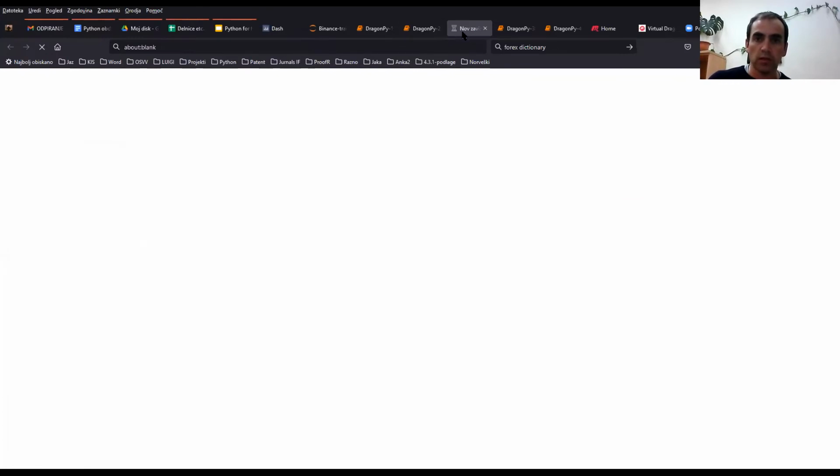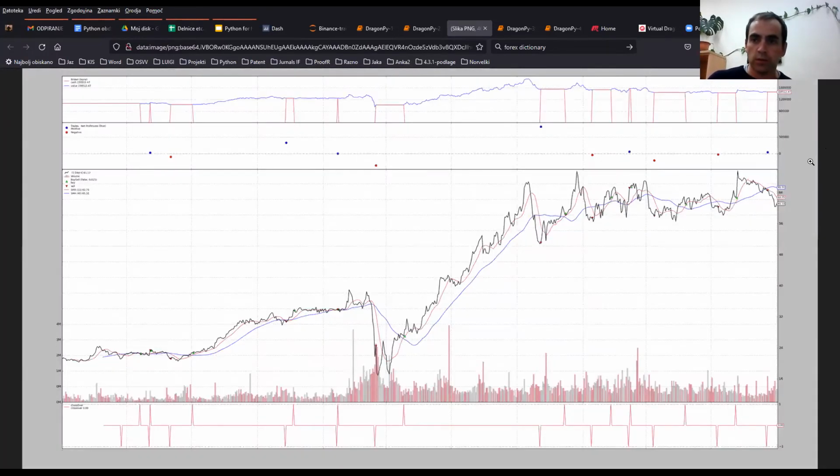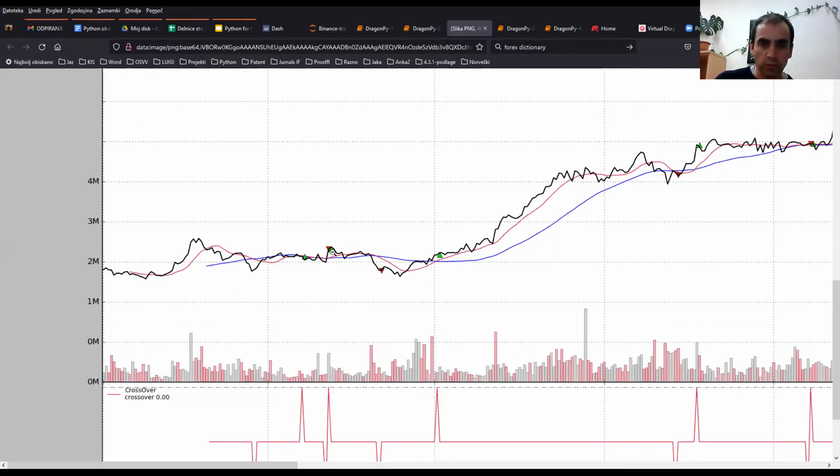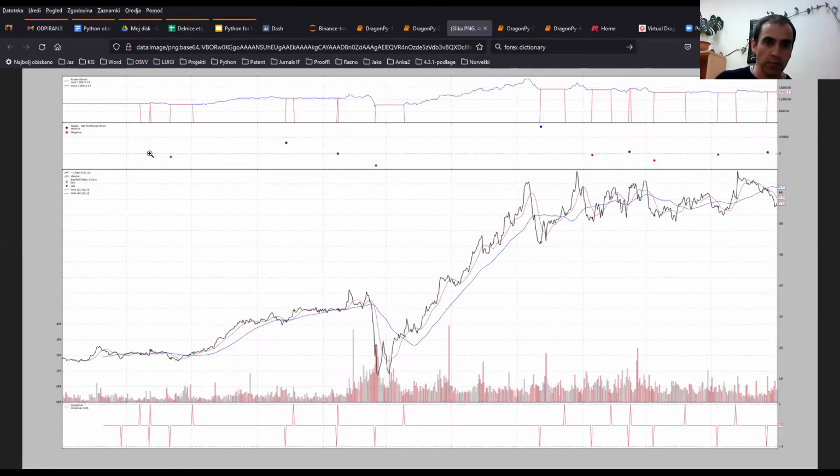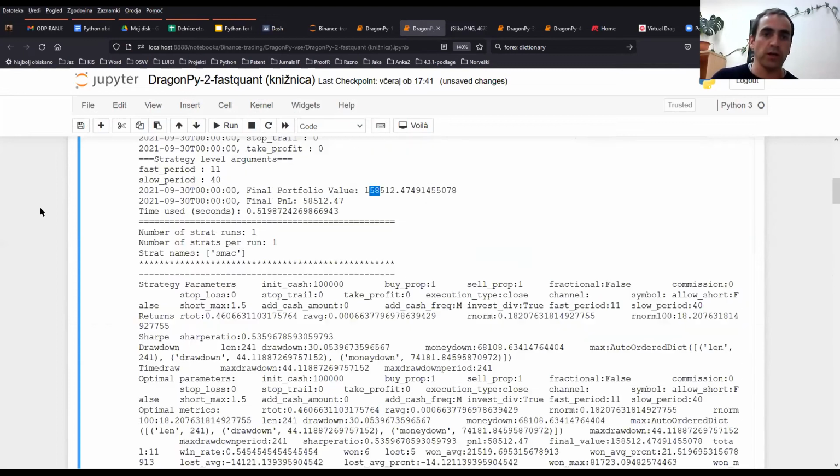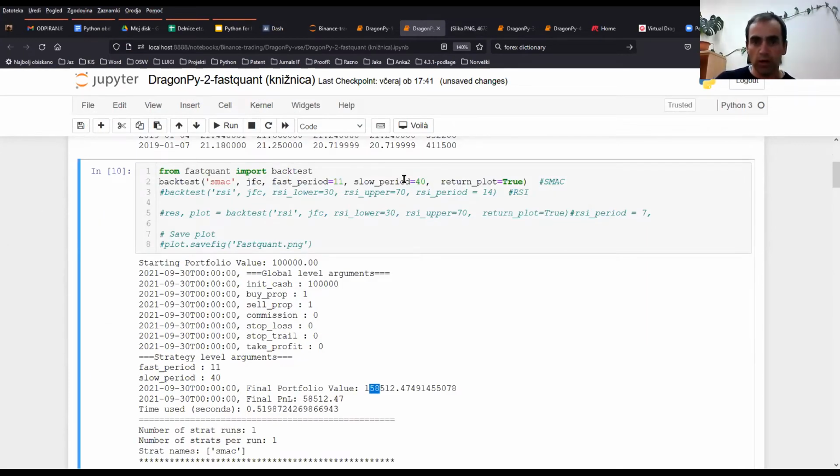I will open it in another window. So here is this strategy for the data that we retrieved from Yahoo Finance for one of the stocks, and it shows you when it bought and when it sold. You can see that here it made a profit, but here we lost money. So it shows you this strategy. If we changed the period in this call, we would get different results.